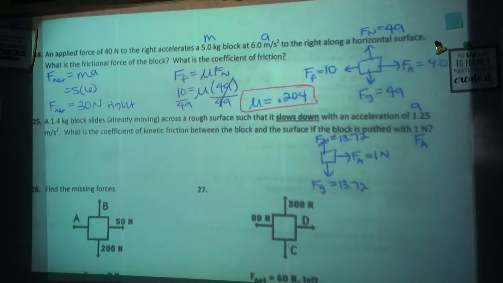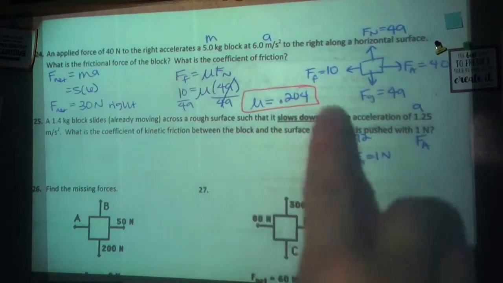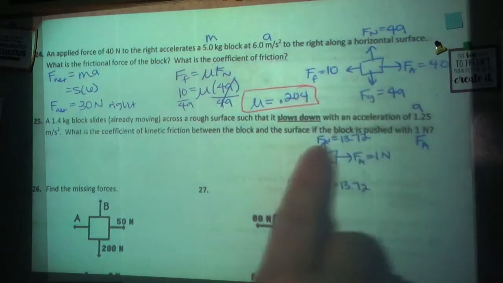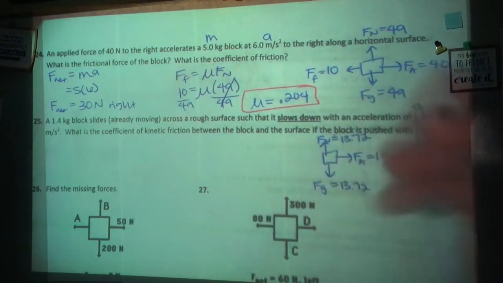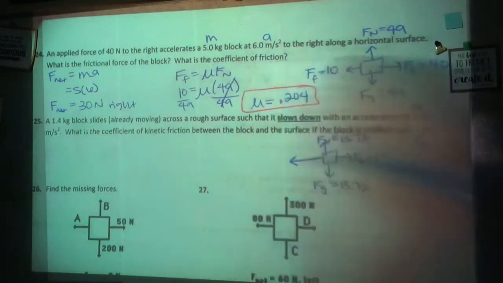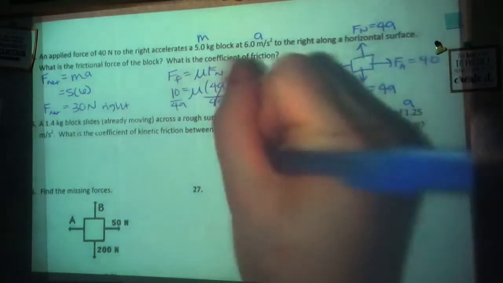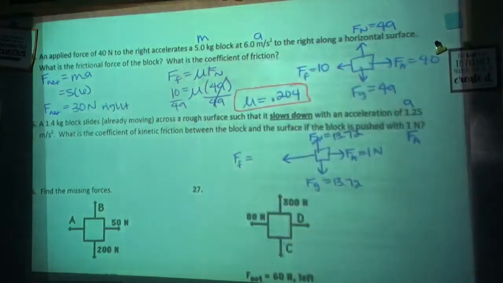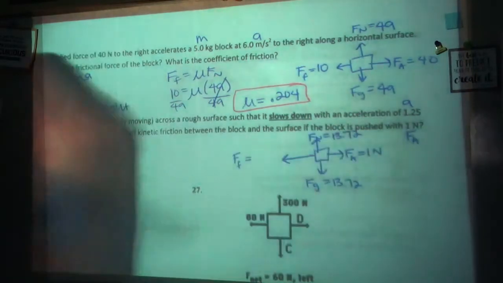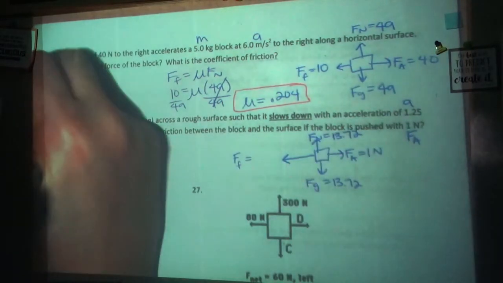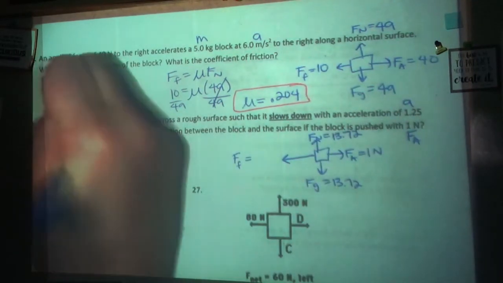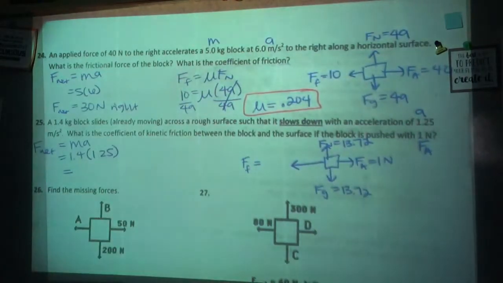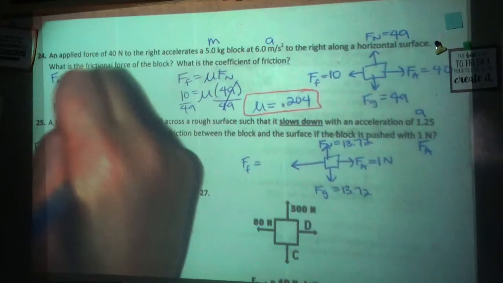Now here is where it says that it's slowing down. So if it's slowing down, if it's being pushed but slowing down, that means the friction force must be winning. The friction force must be bigger than the applied force because it's still slowing down. I gave you an acceleration, so you can plug in to find the net force, mass times acceleration, 1.4 times 1.25. That gives me a net force of 1.75.